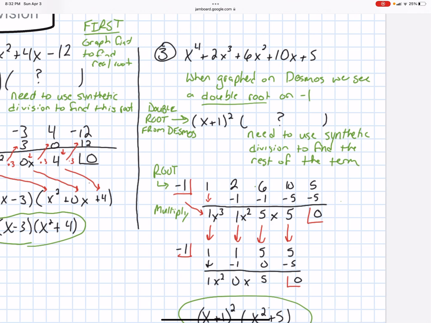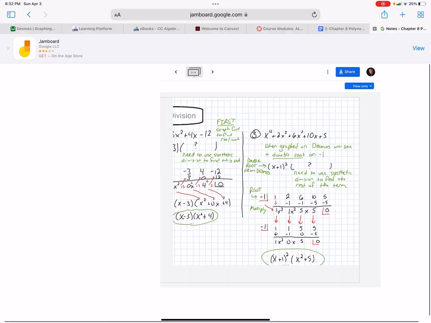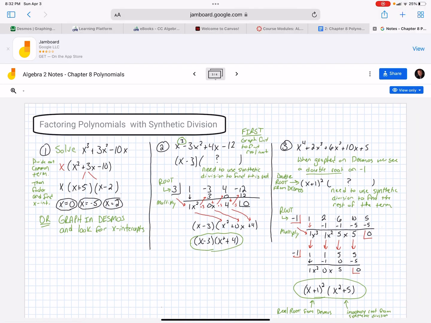So when we graph this, we saw that there's a double root at -1, okay? And again, let me jump up here. Let me jump to this. So 1, 2, 6, 10, 5.